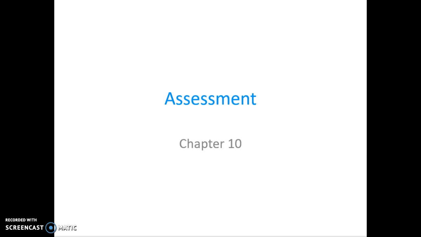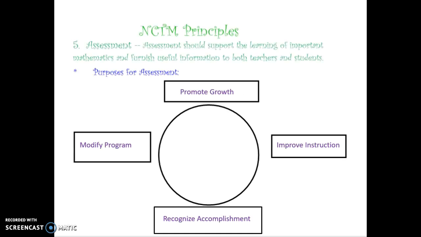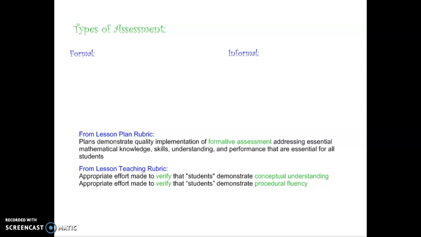In this video, we're going to be talking about assessment, which is discussed in your books in Chapter 10. We already looked at this graphic from the National Council of Teachers of Mathematics principles, their fifth principle on assessment and their purposes for assessment. I think you have already talked about this in your assessment class in the College of Ed, but assessment is so much bigger than just giving a test and putting a grade in the grade book. That's part of assessment, but it is by no means all of assessment. So let's explore that a little bit further today.